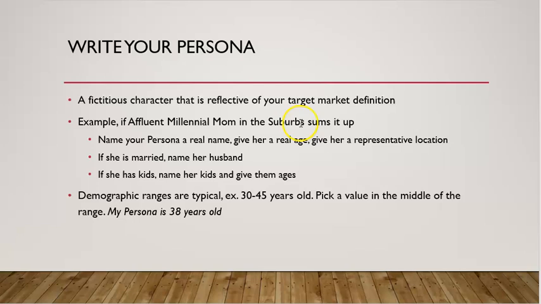A lot of times when you do demographics, you see ranges. So pick a value in the middle of that range. Don't go to the extreme. If you say my range is 30 to 45 years old, don't take 30 and don't take 45. Take something in the middle, okay? In this case, we might say our persona is 38 years old. Again, if somebody said, well, who's the customer of your product? It would be like, hey, meet this person over here. That person is the target market for my product.